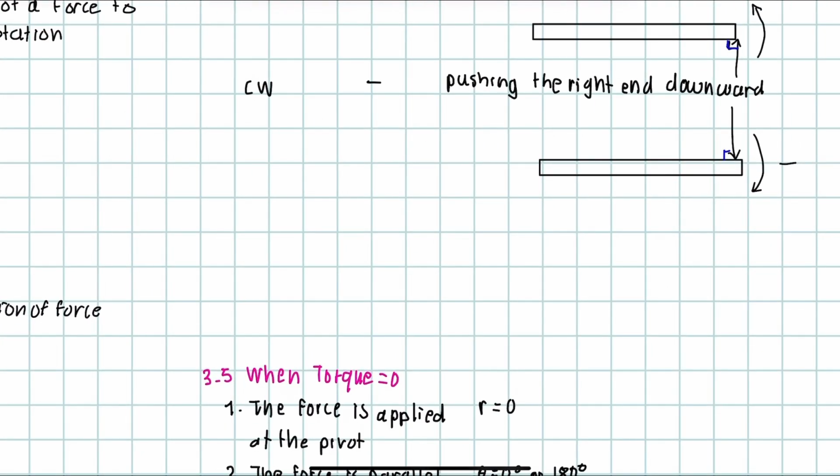So now let's talk about net torque before we get into some problems. Net torque is going to be the sum of the torques. And objects rotate only if net torque is not equal to zero.